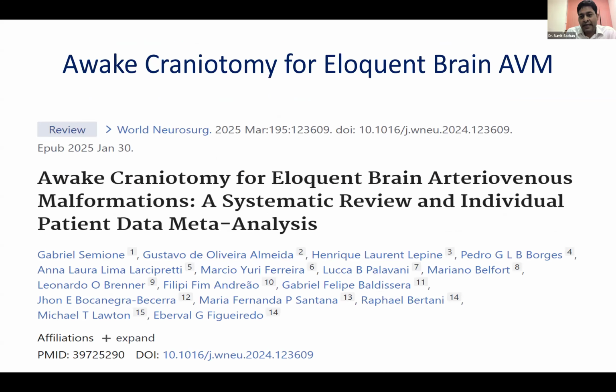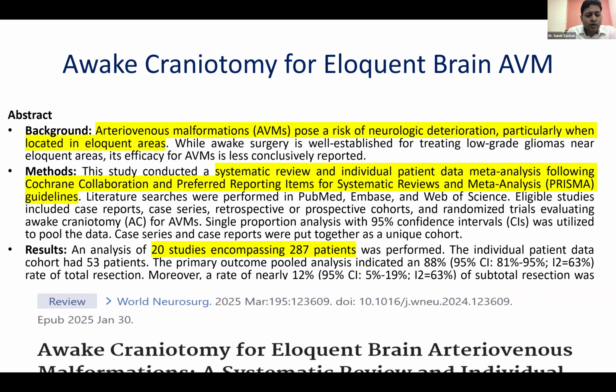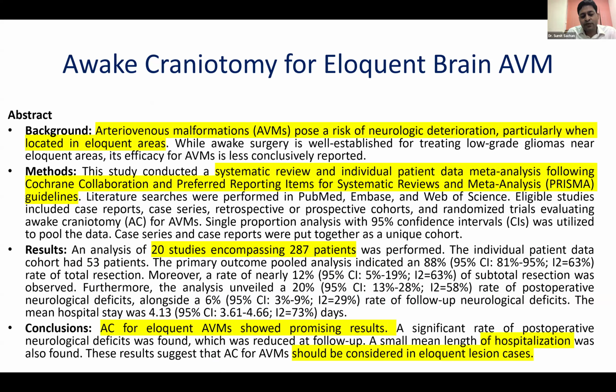Awake craniotomies for eloquent brain AVMs have been described in a review article published in World Neurosurgery that came out recently in March 2025. It has been published by Gabriel Samuel. He also emphasized that awake craniotomies for eloquent AVMs showed promising results and should be considered if the patient has an AVM in the eloquent regions.